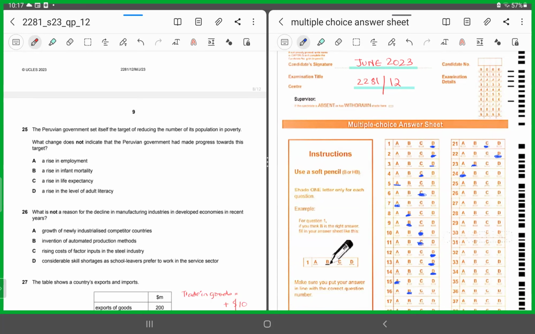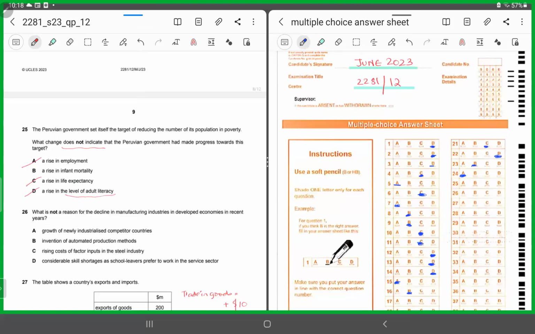A rise in employment. If the employment level is increasing, the people would have been better off. So this would not be the correct option. A rise in life expectancy. The people are now going to live for a longer period of years. So this is an improvement, better health. So this is not the option. An increase in life expectancy shows that the government has progressed. Rise in the employment level shows that the government has progressed. A rise in the adult literacy rate again shows that the government has progressed.